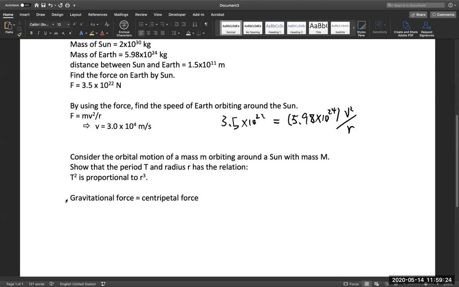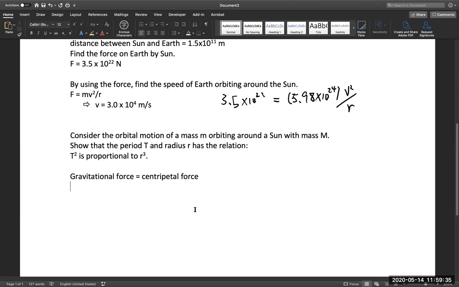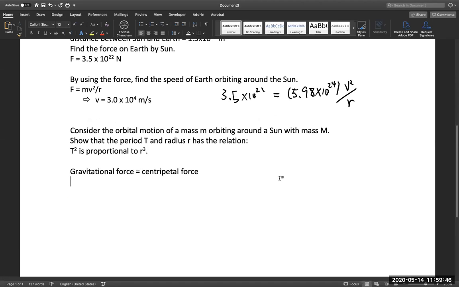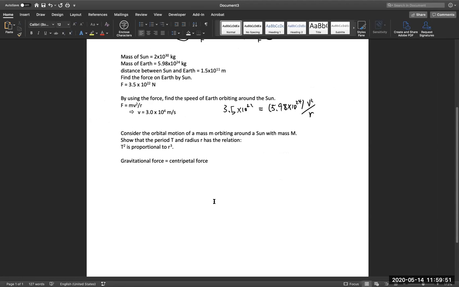So you have the formula of gravitational force already. And then you have the formula of centripetal force. So, and then try to use this concept to show that the radius cube is proportional to T squared. You may need to go back to your textbook and have a look at the formula for the centripetal force. You take a photo and then send me in the WhatsApp group.